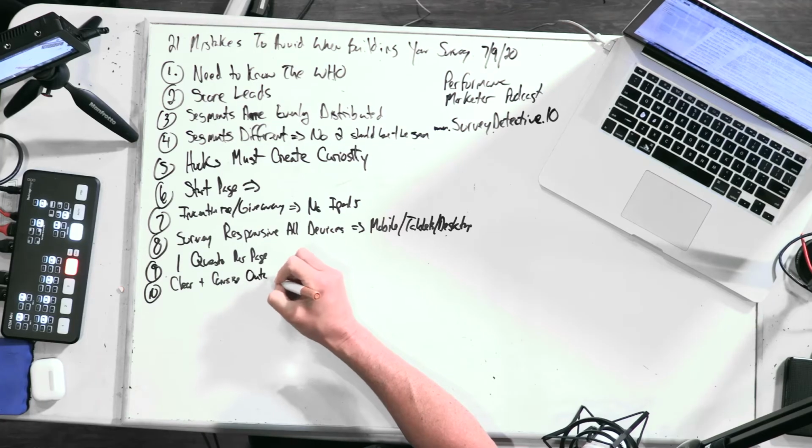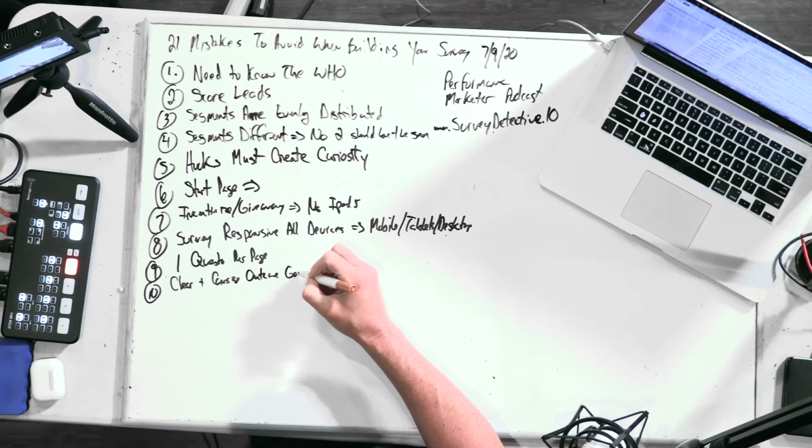Number 10. I see this. Have a clear and concise outcome goal. When you're surveying, you're not just asking people questions just to ask people questions. You have a reason. You have to have a reason. You have to know what it is. What's the goal at the end that you're trying to accomplish?